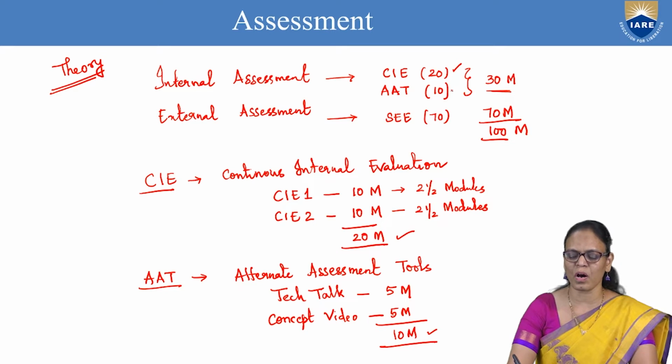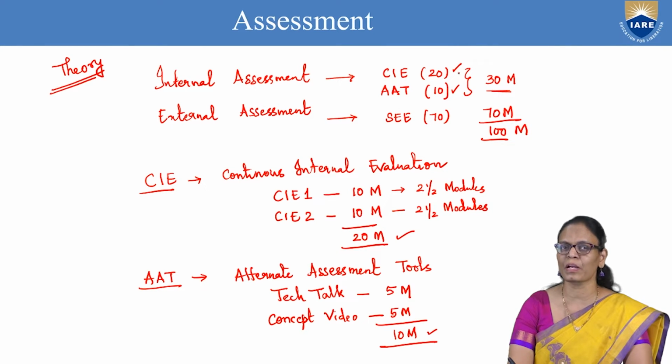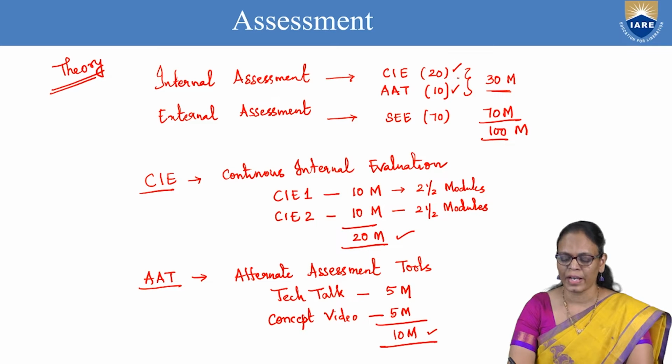So these two comprise the internal assessment, and it is very easy to score the internal marks because if you are doing consistent study, it is very easy to score and it gives you an edge over the other students when you are doing continuous study. So this is for 30 and the external will be for 70 marks.